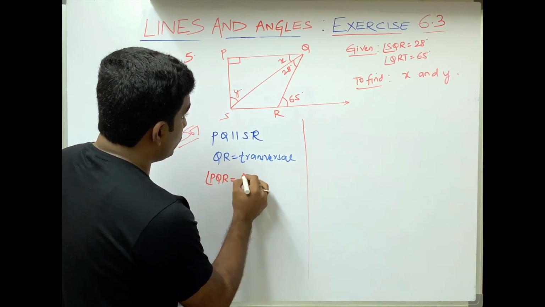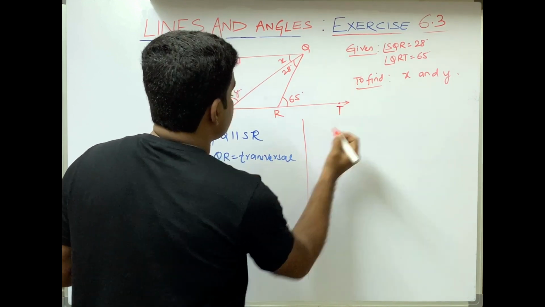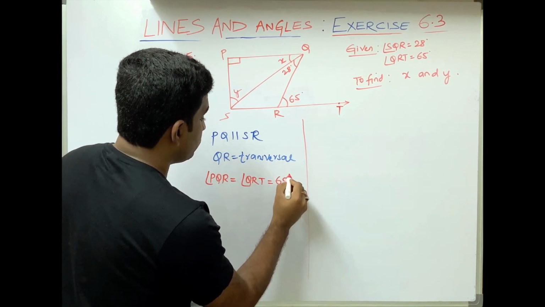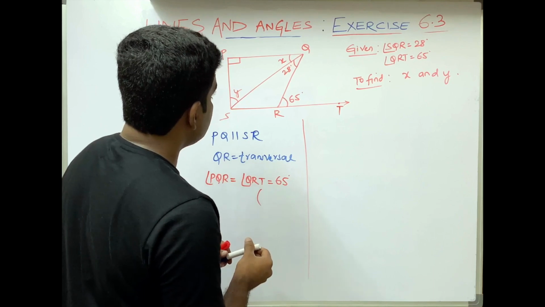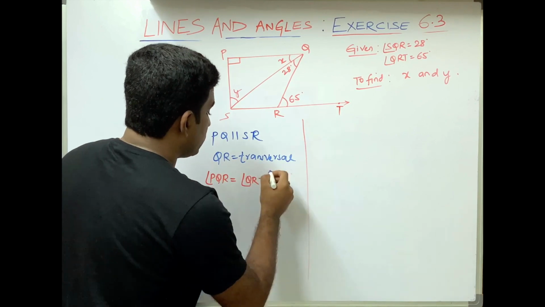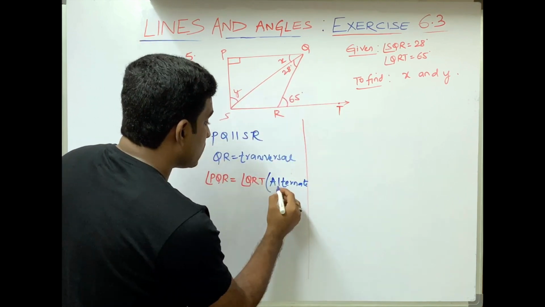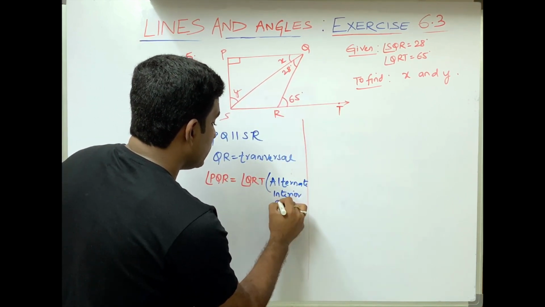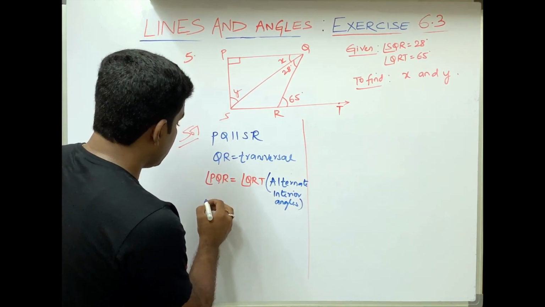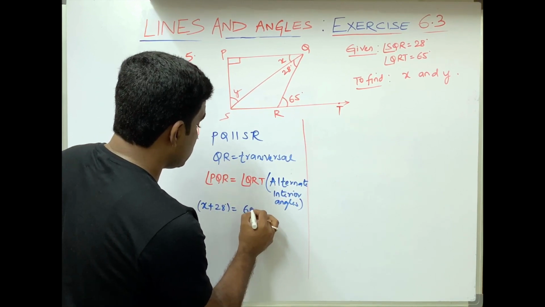PQR is equal to angle QRT. Let us take this as T. Angle QRT equal to 65 degrees. The reason is alternate interior angles, because PQ is parallel to SR. Angle PQR can be written as x plus 28 degrees is equal to angle QRT as 65 degrees.